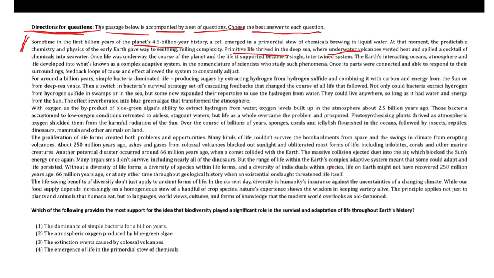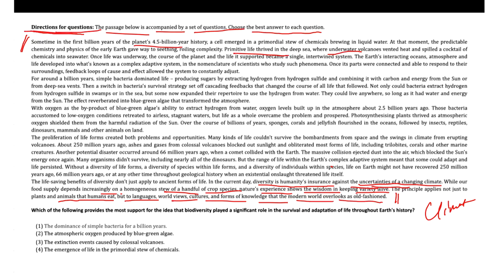So the text also underscores the significance of diversity in ensuring the resilience of life, both in the past, during geological upheavals, and in the present, as humanity faces challenges such as uncertainties of climate change, right? So diversity is humanity's insurance against the uncertainties of a changing climate, isn't it? At the same time, food supply depends increasingly on a homogeneity of a handful of crop species. Nature's experience shows the wisdom in keeping variety alive. The principle applies not just to plants and animals that humans eat, but to languages, old views, cultures, and forms of knowledge that the modern world overlooks as old-fashioned, isn't it?